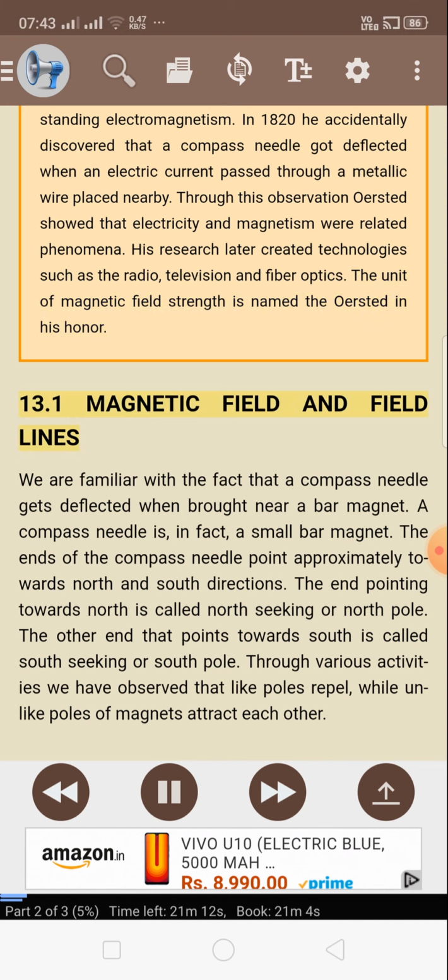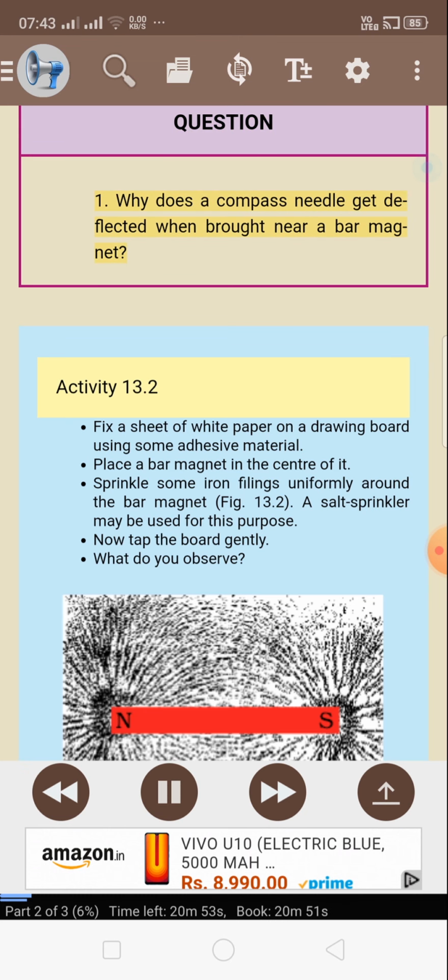13.1 Magnetic field and field lines. We are familiar with the fact that a compass needle gets deflected when brought near a bar magnet. A compass needle is in fact a small bar magnet. The ends of the compass needle point approximately towards north and south directions. The end pointing towards north is called north-seeking or north pole. The other end that points towards south is called south-seeking or south pole. Through various activities we have observed that like poles repel while unlike poles of magnets attract each other. Question 1. Why does a compass needle get deflected when brought near a bar magnet?